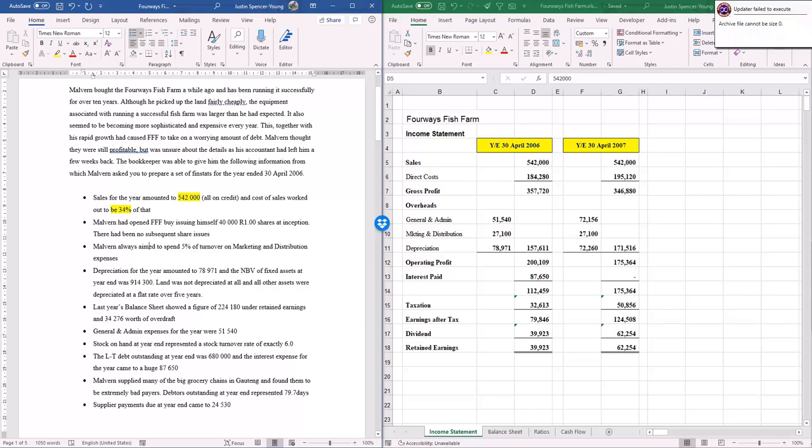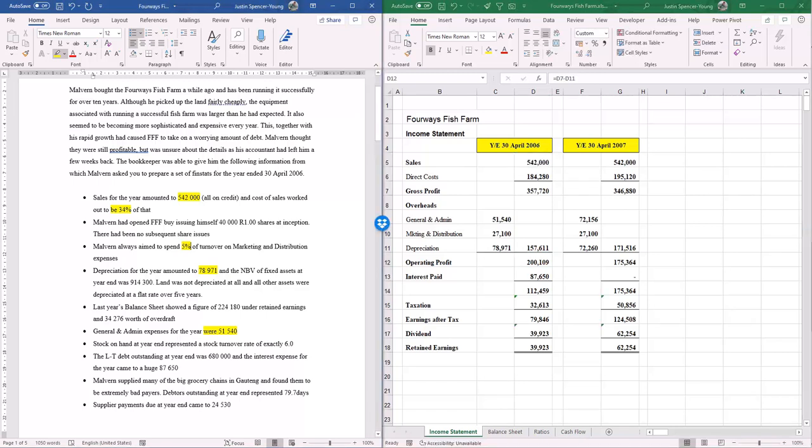Now we're going to go and find some of the expenses. So there's a depreciation expense. Let's see what else we can find here. Here's a general and admin expense. And then we are looking for a marketing and distribution expense. And that one is 5% of turnover. So that math should be pretty straightforward. Add those expenses up, subtract them from the gross profit to get the operating profit.